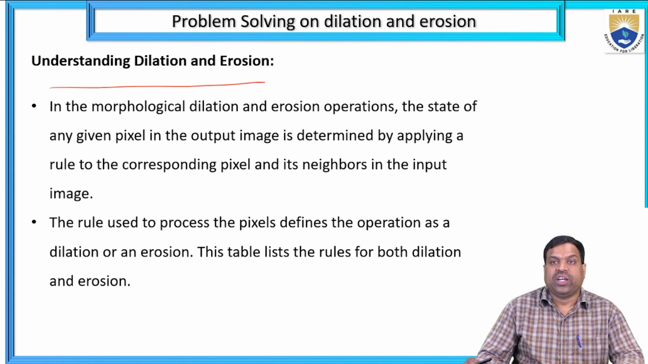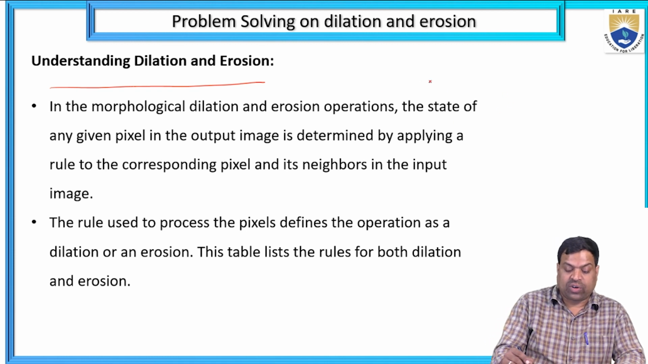In the morphological dilation and erosion operation, the state of any given pixel in the output image is determined by applying a rule to the corresponding pixel and its neighbors in the input. The rule used to process the pixels defines the operation as a dilation or an erosion. This table lists the rules for both dilation and erosion.